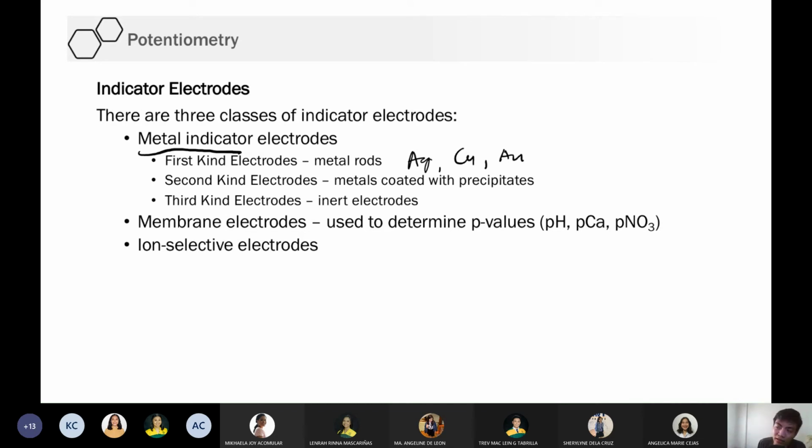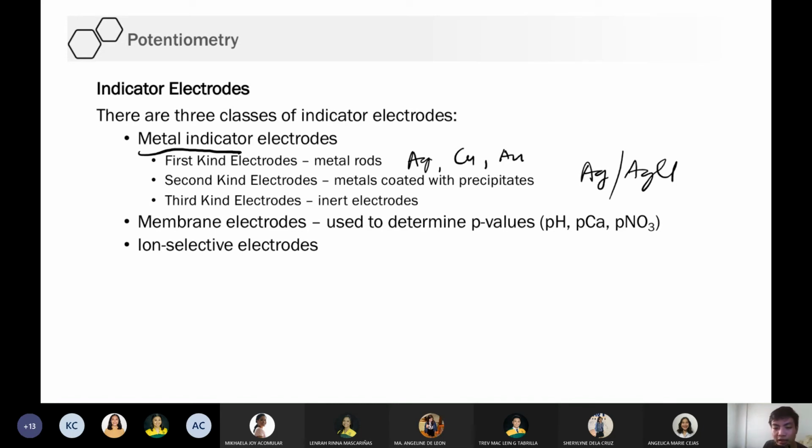The second kind electrodes naman is ganito. Parang ice cream to, no? Yung ice cream na pure lang is the first kind. Yung second kind, yun yung may pinipig. No? And yung pinipig na yun, that is the precipitates. No? So you have metals here coated with precipitate, for example, AgCl. Ayan. I-coat mo lang siya with that precipitate. Okay.